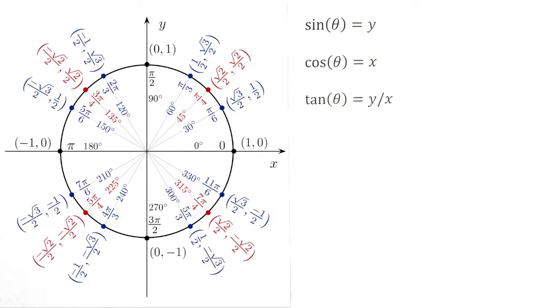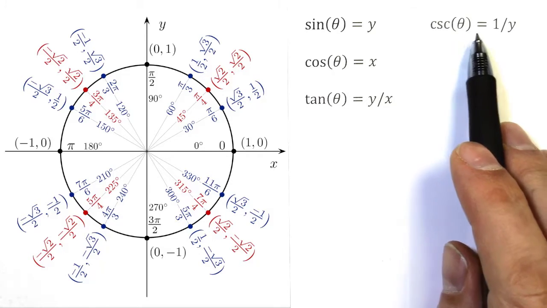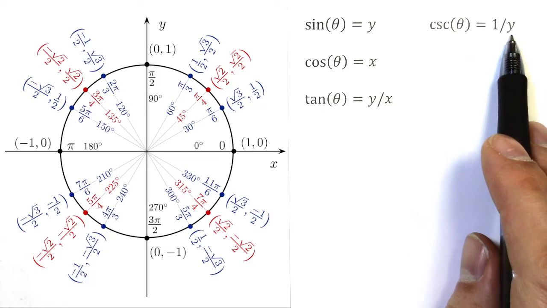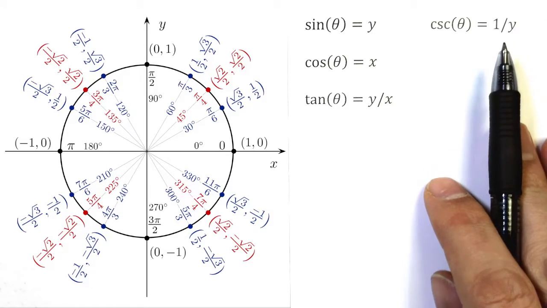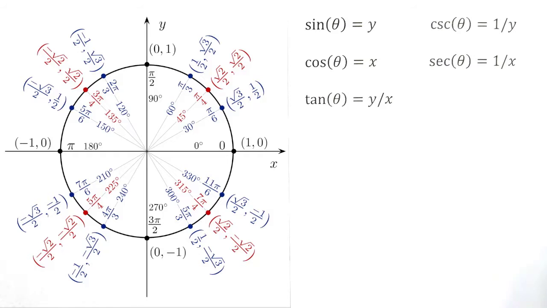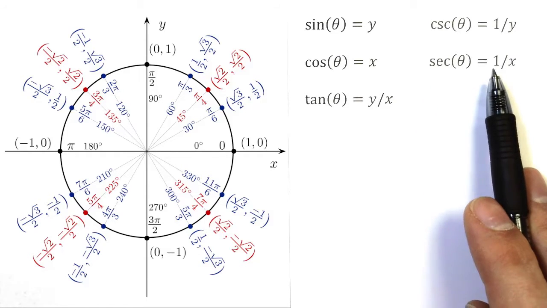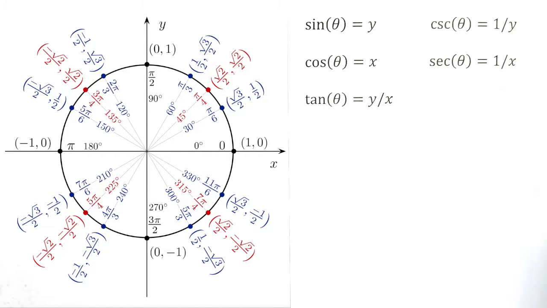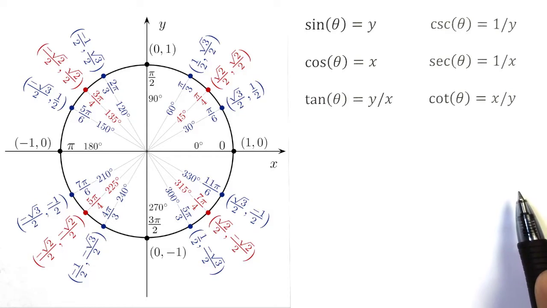Now in this video we're going to talk about three more functions. The first one is the cosecant function, defined by 1 over the y-coordinate of the associated point. We have the secant function, defined by 1 over the x-coordinate of the associated point. And we have the cotangent function, defined by x over y, where x and y are the coordinates of the point. All right, so let's take a look at some examples.